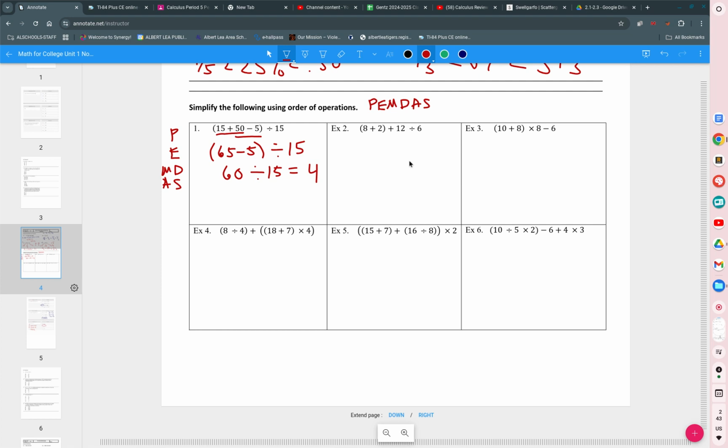Okay, we do the parentheses first. I've got 10 plus 12 divided by 6. I want to be clear that people might be tempted to just do the 10 plus the 12 right away because they see 22. Can't do that. You have to do the 12 divided by 6, and we get 2, so the answer is 12.